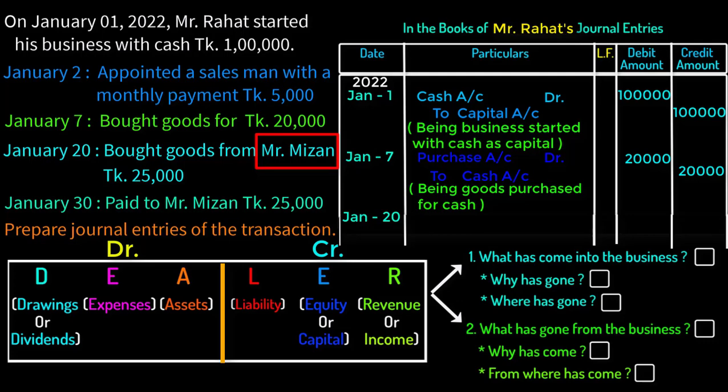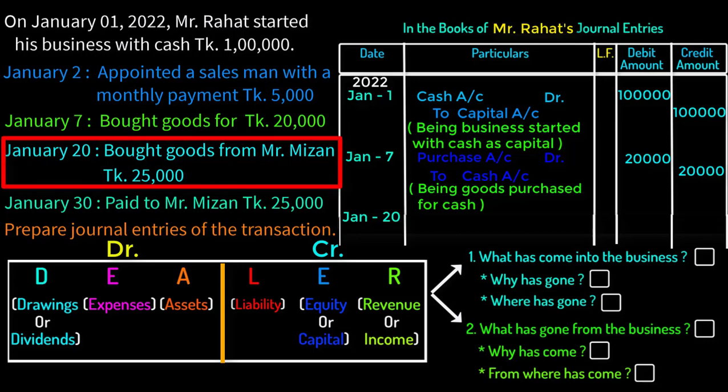Mizan, you will have to write accounts payable. Not only that, look at this word goods. Instead of this word goods, you will have to use the word purchase. Bought goods means goods purchased. Now you have to find which two accounts are involved with this transaction.